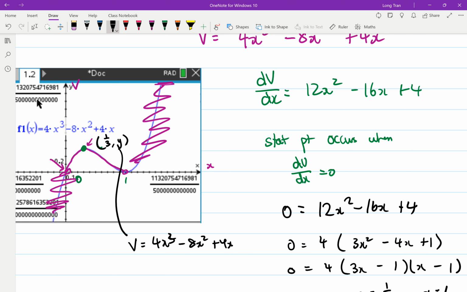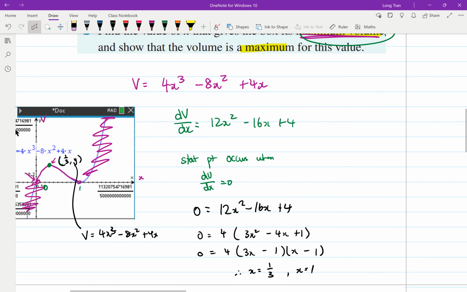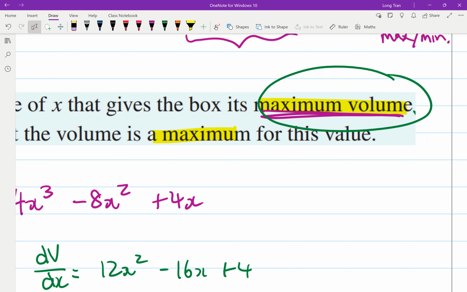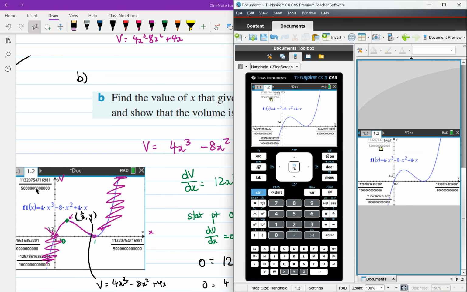But remember, this is a CAS problem. I was just asking, how would you do it if you didn't have a CAS? Because the key words there were maximum volume. And so in this case, we know we can find the max volume. So going back to our CAS, here we go. Let's show you how to do it on a CAS.